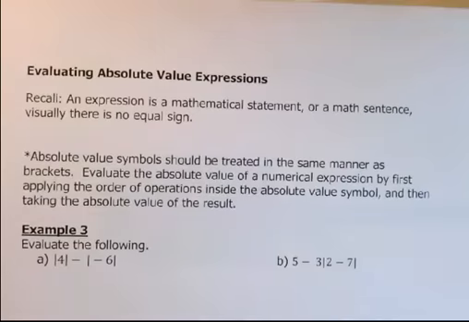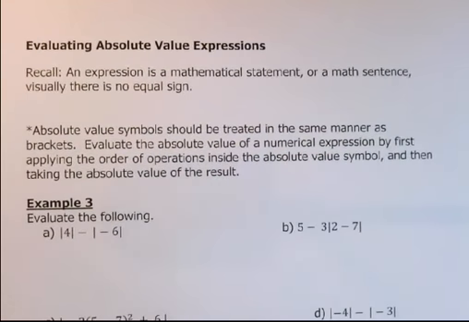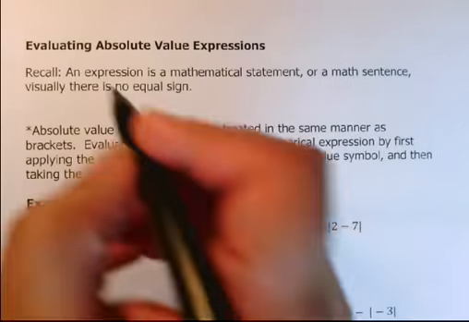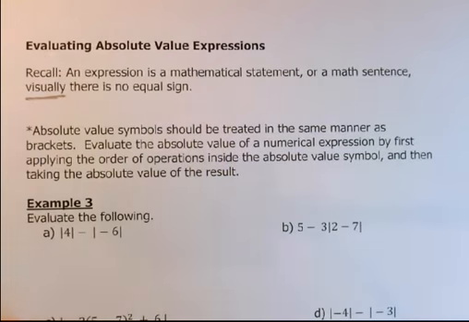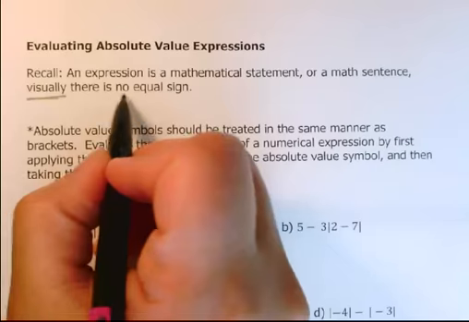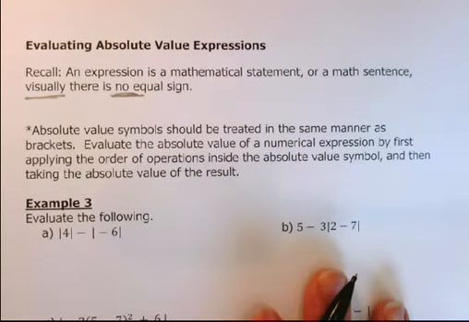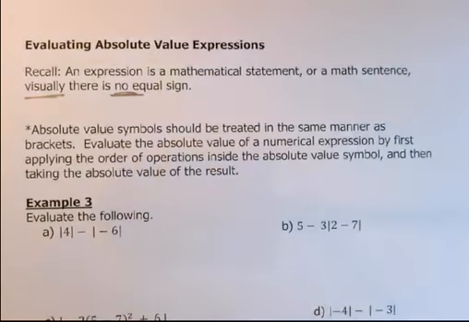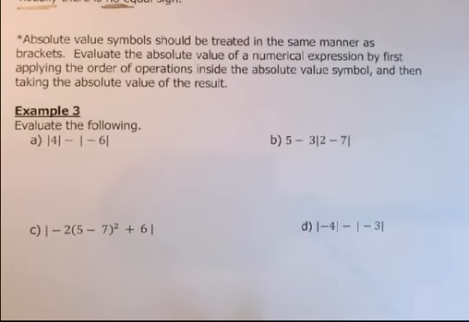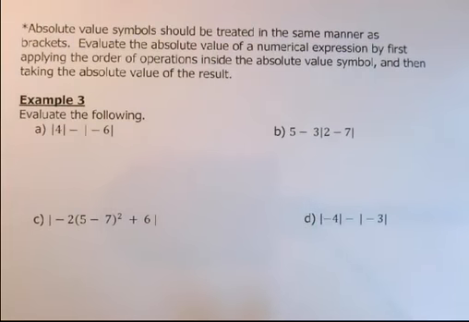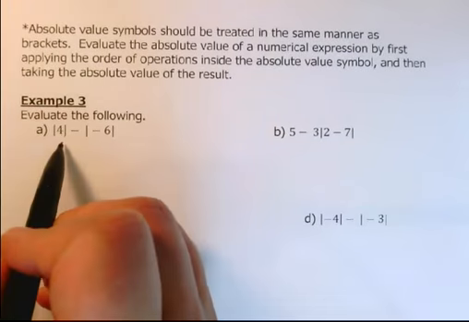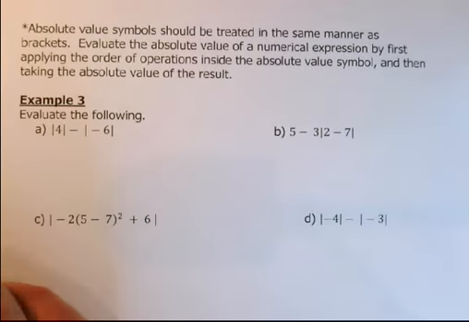Now for this here, this says evaluating absolute value expressions. An expression is a mathematical statement, or a sentence, and there is no equal sign. So if you want to visually see what it is, it means there's no equal sign in what it says. If you see all these examples, they don't have any equal signs. I just have to evaluate, calculate, figure out what it is.